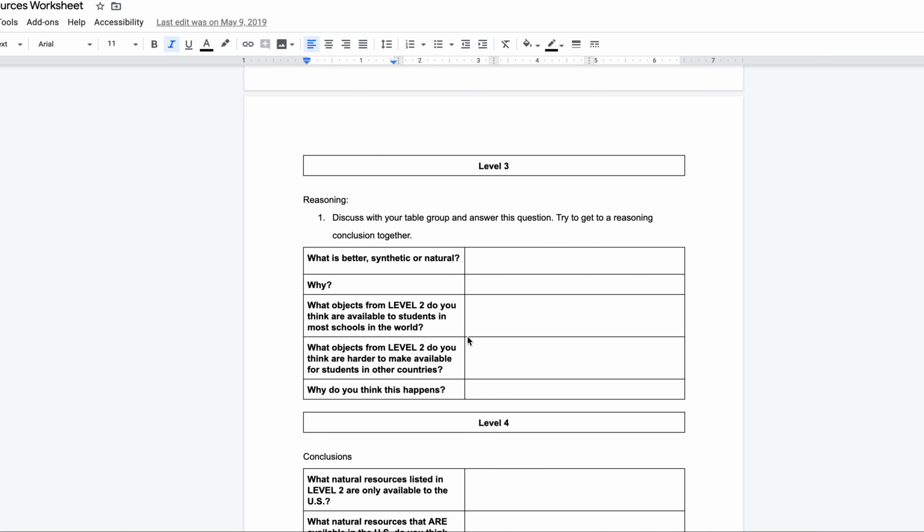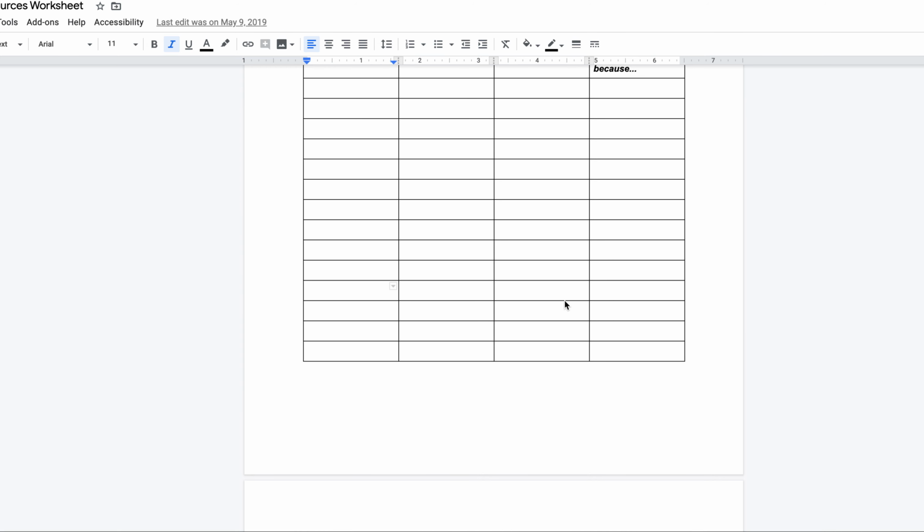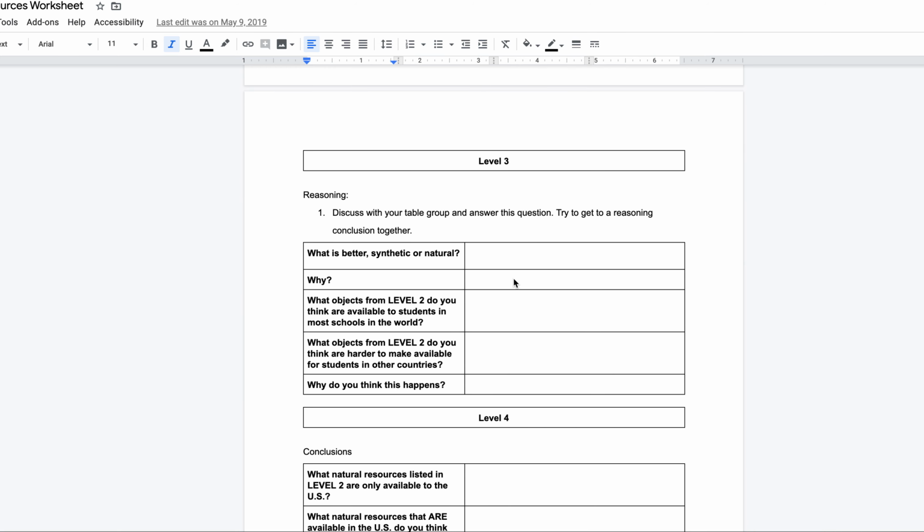And then for level 3, you are going to think about what is better, synthetic or natural, based on what you're seeing here. And why do you think so? So this is like an introductory part. I know we looked at the diamond hoax last time. Diamonds, for example, you're not going to find them in a classroom necessarily, unless somebody brings them, they're wearing a real diamond.